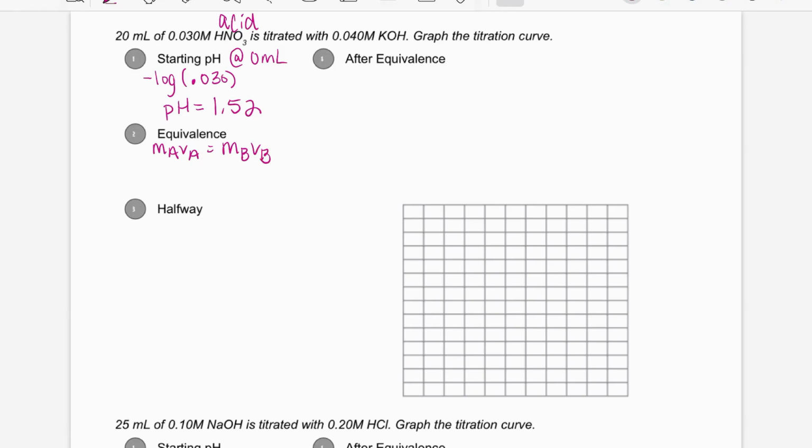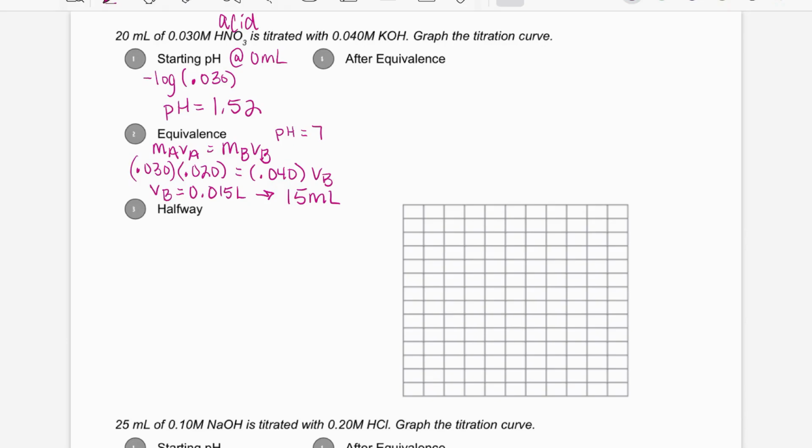So the molarity of my acid was 0.030. The starting volume is 0.020 liters, which is equal to my molarity of my base, 0.040, times the volume of my base, which I'm solving for. I know that at equivalence, my pH is going to be equal to 7. So when I solve for VB, I get that VB is equal to 0.015 liters, which is equivalent to 15 milliliters.